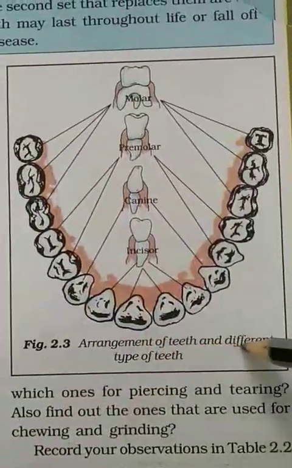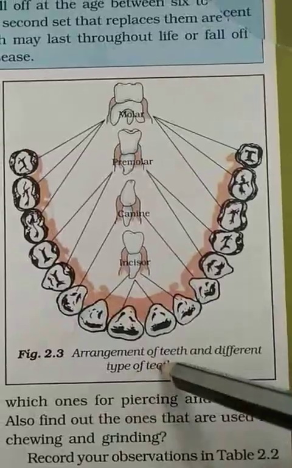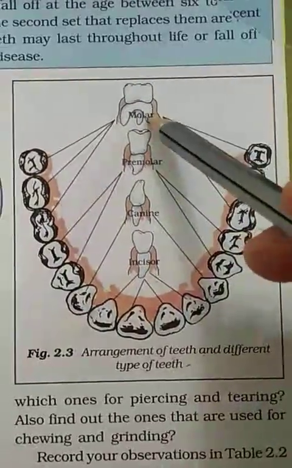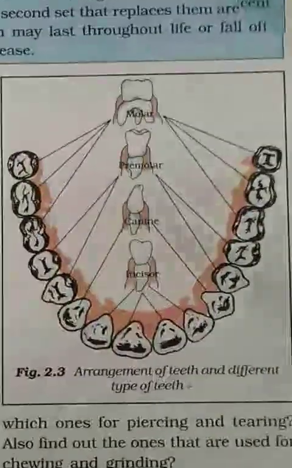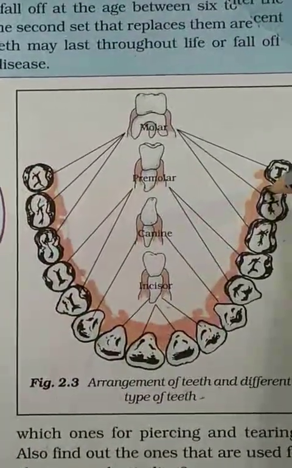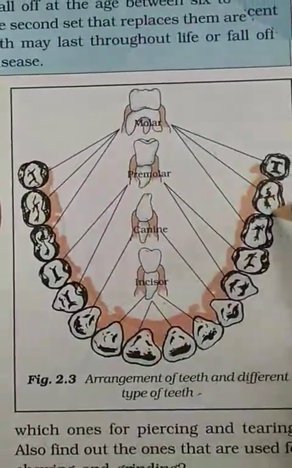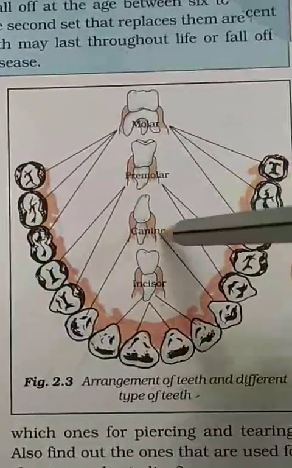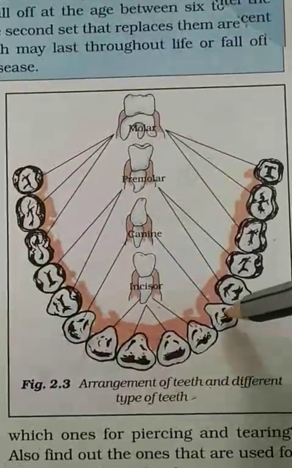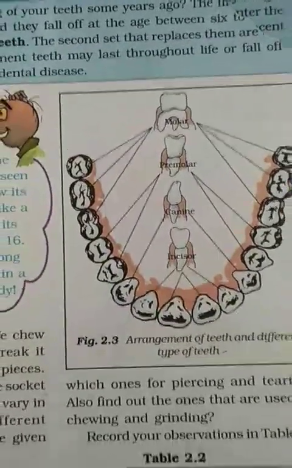Here the arrangement of teeth and their function is given. There are 4 different types of teeth present in our mouth. That is the molar. Molar means the last teeth. The 3 teeth on both sides are known as molars. Then the premolar comes after the molar. Then there are canines. There are 2 sharp teeth which are known as canines, and the incisors. The front 4 teeth are known as incisors.